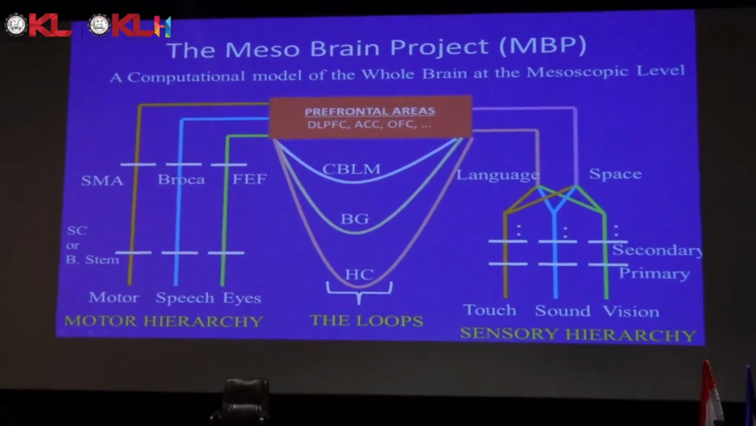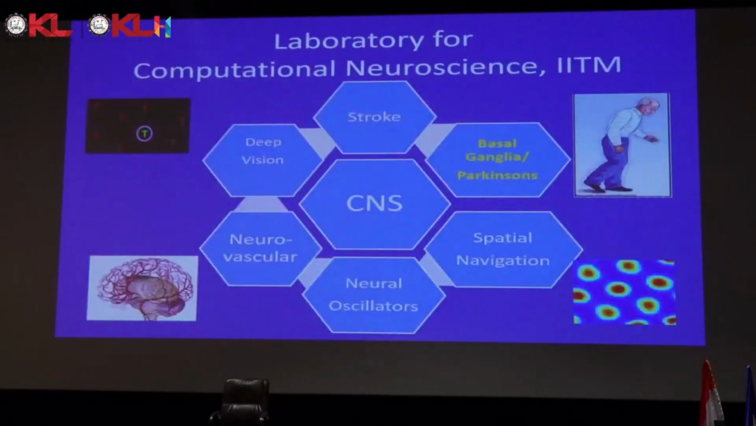And then there are three major loops: cerebellum, basal ganglia, and hippocampus. So if you can understand this kind of a cartoon picture of the brain, I think you have got it. You understand how the mammalian brain works. I think the rest is detail. I know I'm oversimplifying it, but even this is quite a challenging problem.